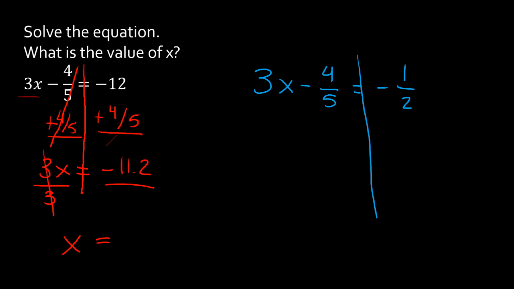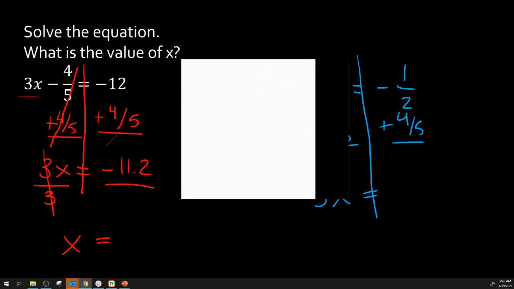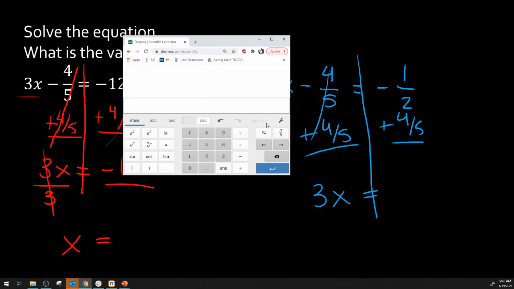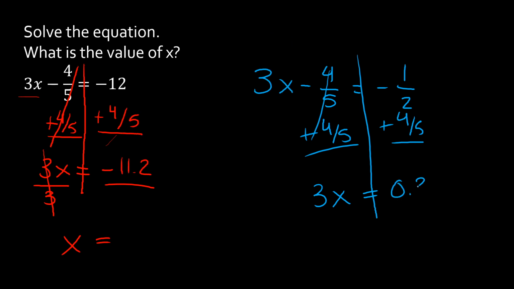All right. So again, we're going to start out the same way by adding 4/5 to both sides. So the process is still going to be the same. We just have a 1/2 instead of a 12. I'm still going to bring my calculator, and I'm still going to type this in. So I'm going to have a -1/2, and I'm going to be adding 4/5 to it. And that's going to give me this 0.3.